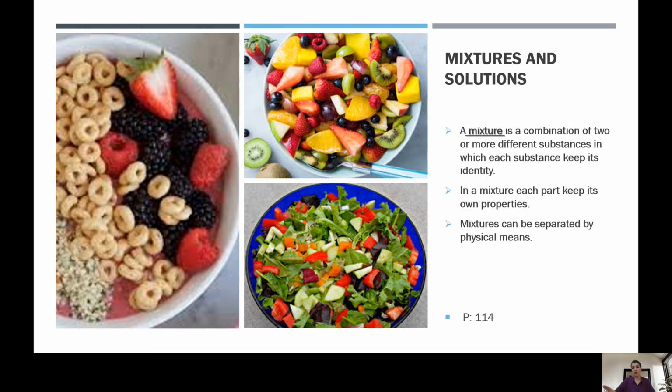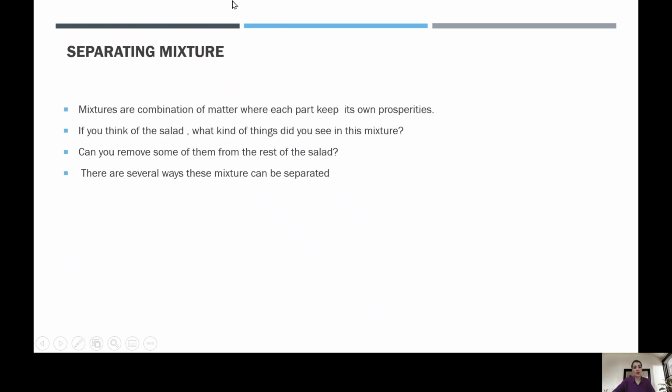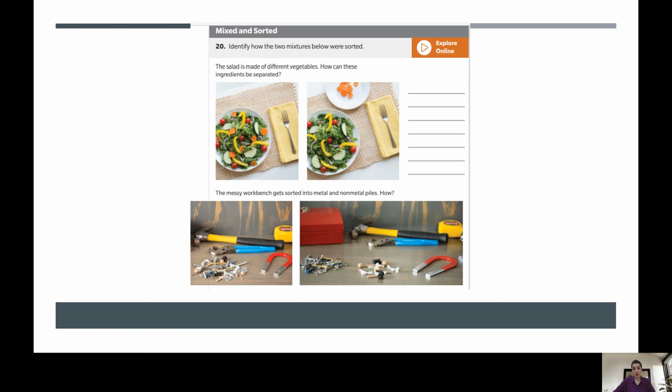So you are mixing without noticing. Your mom is mixing your salad, which is an example of a mixture. Okay, so when we are going to separate mixtures from one another, we will be just removing some items or some matter from a mixture. There are several ways I can separate mixtures.